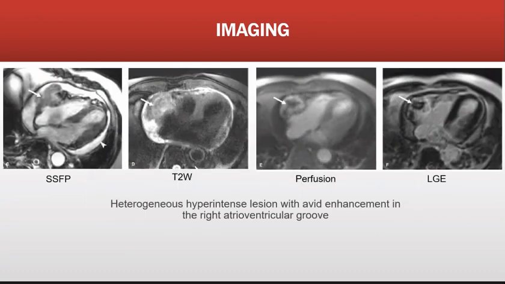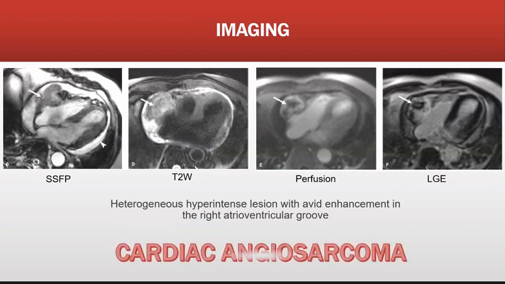Cardiac MRI shows a heterogeneous hyperintense lesion on the SSFP and T2 weighted images with avid enhancement on both the perfusion and the late gadolinium enhancement sequences. The central non-enhancing area within the mass represents necrosis. The features are typical of a cardiac angiosarcoma.